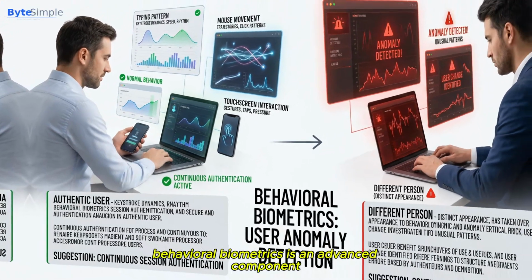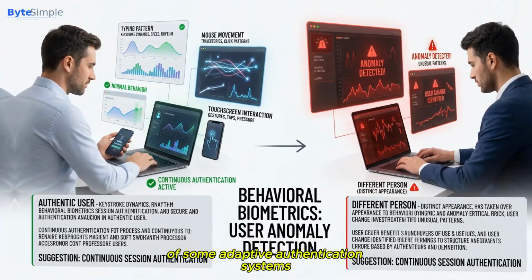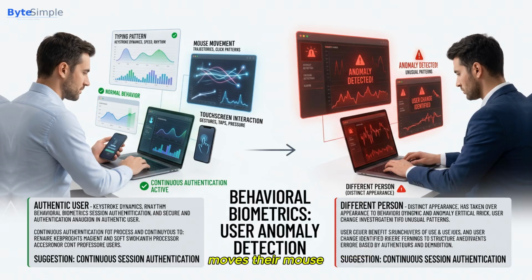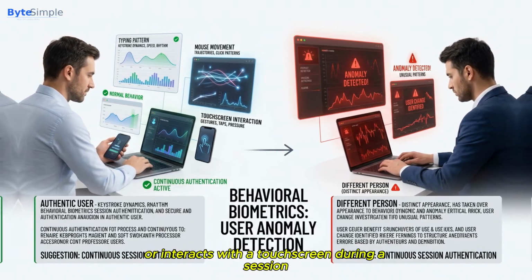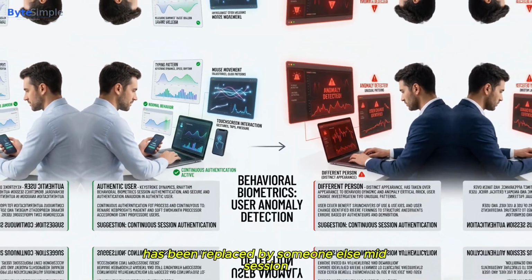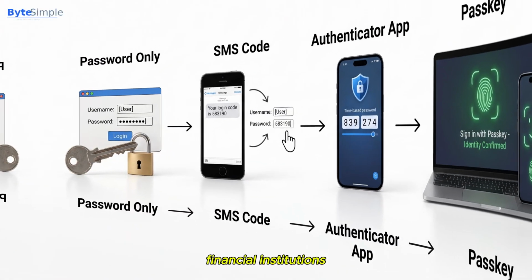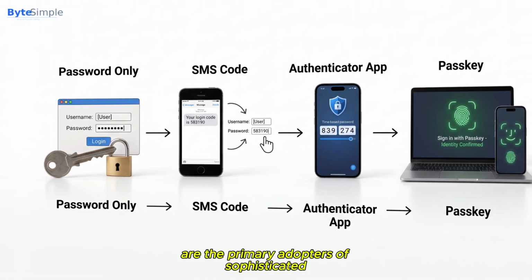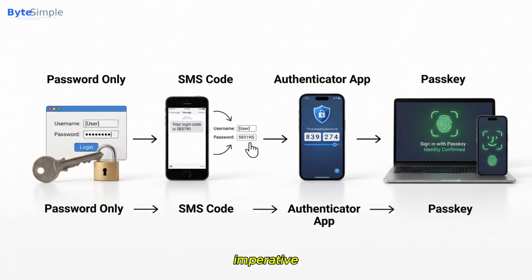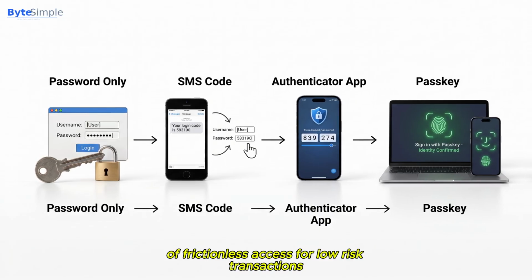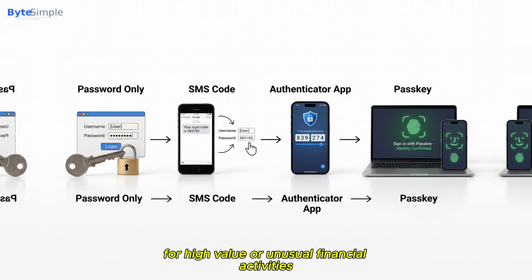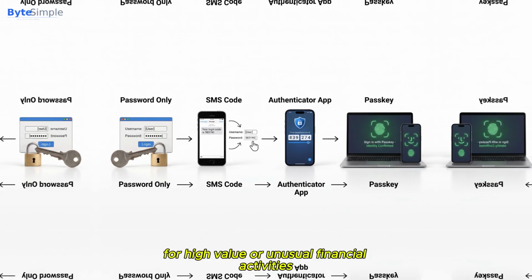Behavioral biometrics is an advanced component of some adaptive authentication systems, continuously analyzing how a user types, moves their mouse, or interacts with a touchscreen during a session to detect if the authenticated user has been replaced by someone else mid-session. Financial institutions are the primary adopters of sophisticated adaptive authentication, balancing the customer experience imperative of frictionless access for low-risk transactions against the security imperative of strong verification for high-value or unusual financial activities.